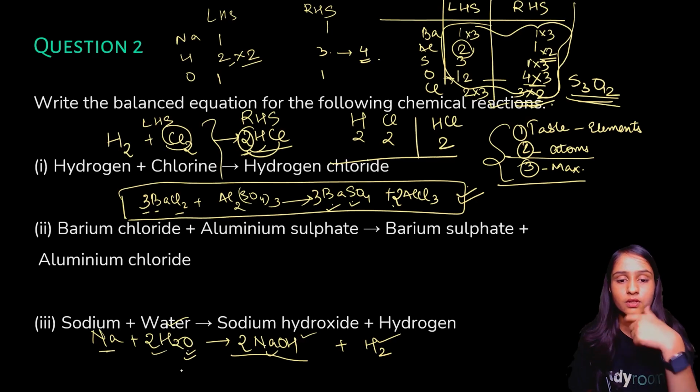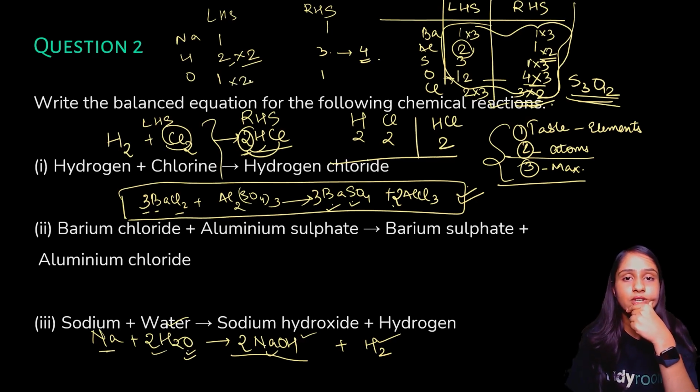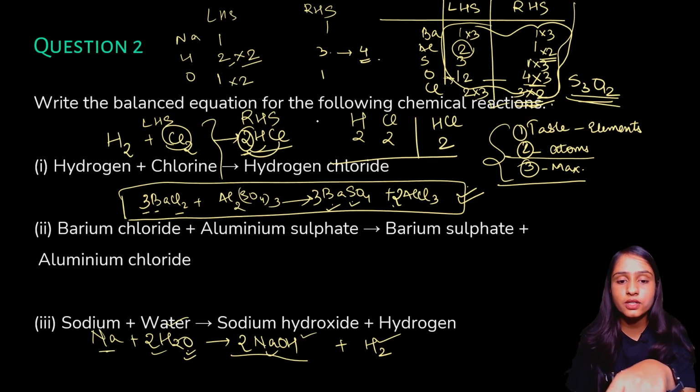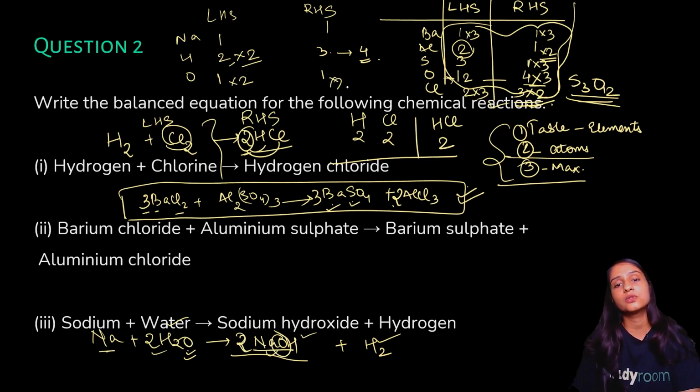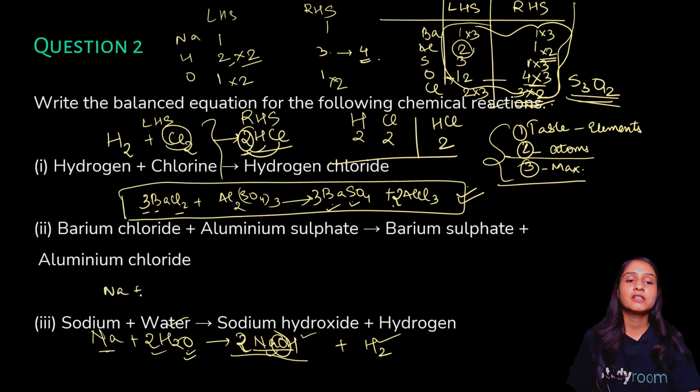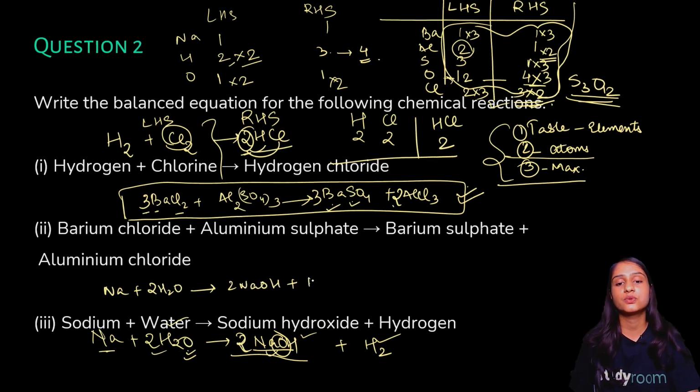Oh, but it got disrupted because in left hand side it got 2 and in right hand side it is just 1. No, it is not just 1 anymore, because when 2 was added in NaOH, it got automatically 2, so this equation is balanced. So this is Na plus 2H2O gives 2NaOH plus H2. This is the proper chemical equation of it.